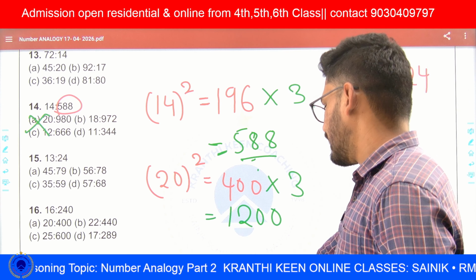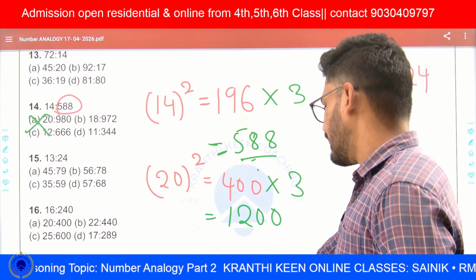Got it? Again, the 18th question. They have given 4, 6, 52, and what's the relation between them? We have to find that first. 4, 6, 52, right? Then how did it come? Let's see this.